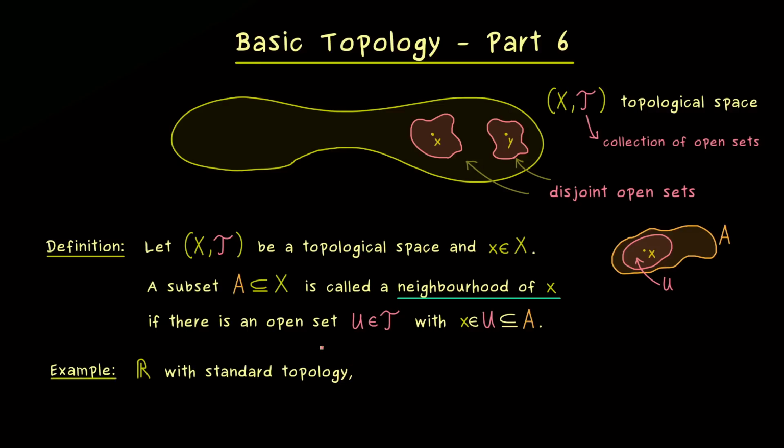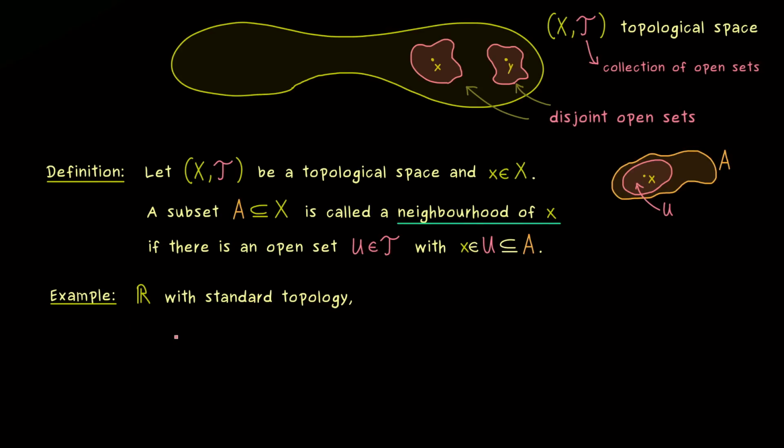And before we get too crazy, let's first look at the real number line with the standard topology. And there, if you fix a point x in R, we can look at a neighborhood of this point. So for example, if you take the interval from x to x plus 1, then it should be obvious that this is not a neighborhood of the point x.